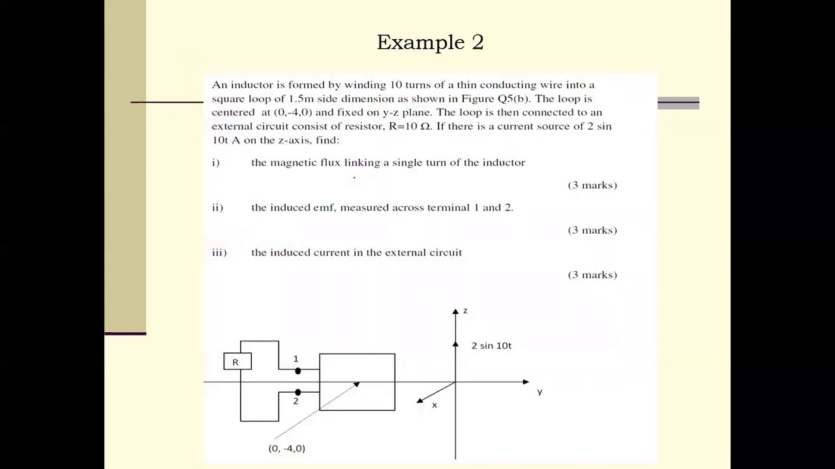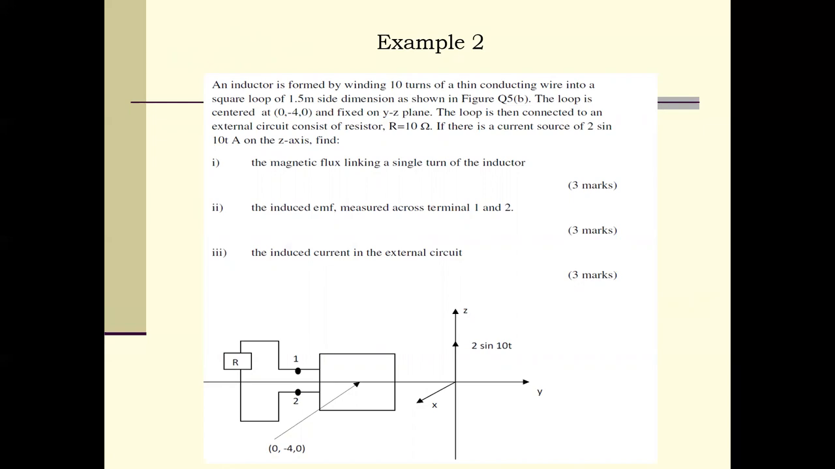Right, and for this example number two, we have a similar circuit as before, but this time we have an inductor. It is formed by windings of 10 turns of thin conducting wire into a square loop of 1.5 meter side dimension, as shown in the figure down here. The loop is centered at (0, -40) and fixed on the YZ plane. The loop is then connected to an external circuit consisting of a resistor of 10 ohm.